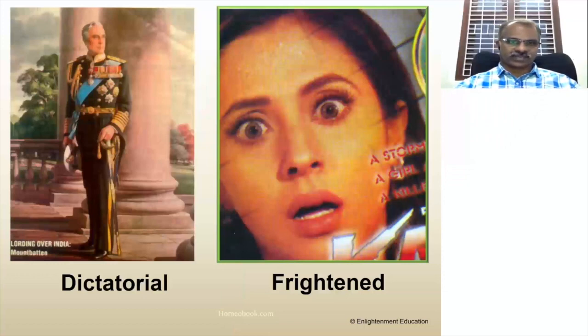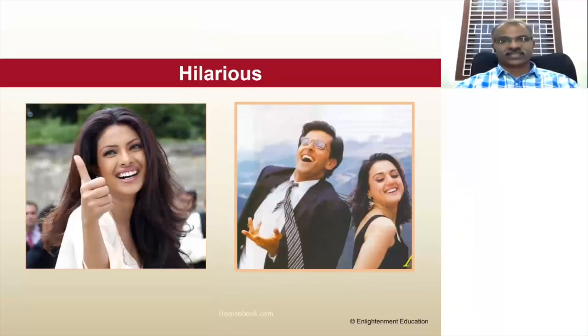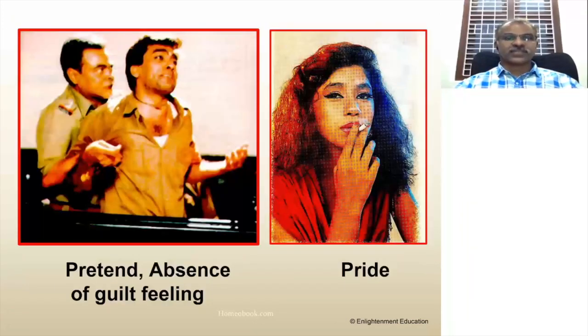Then dictatorial. Frightened. It's a direct rubric. Courageous. Hilarious, that means joyful. Pretend. Absence of guilt feeling.